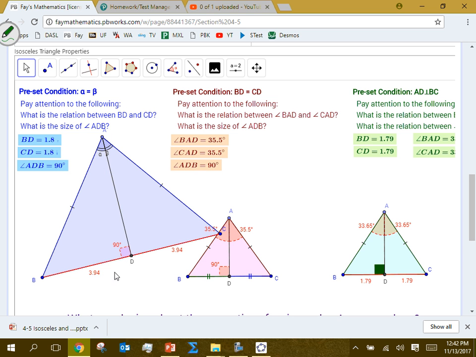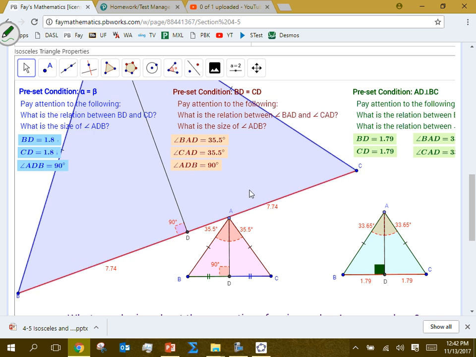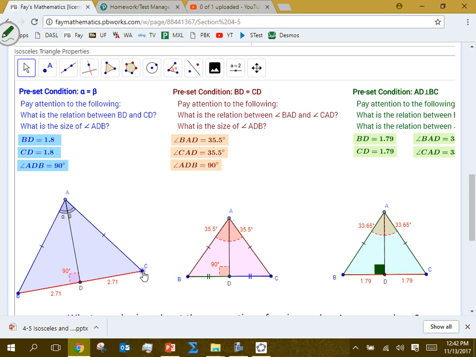Is the relationship between these two always the same? 3.94 is equal to 3.94, right? Now if I make the triangle bigger, we get 7.74 equals 7.74, but the relationship is maintained, right? They're congruent. So when you start with an angle bisector of the vertex angle, you always get perpendicular and basically a midpoint here.